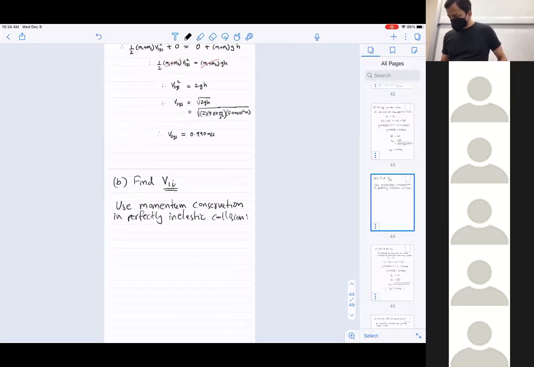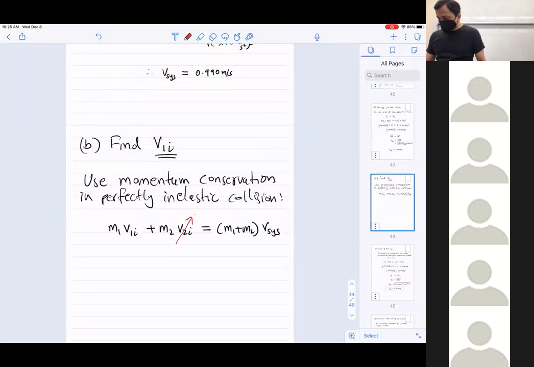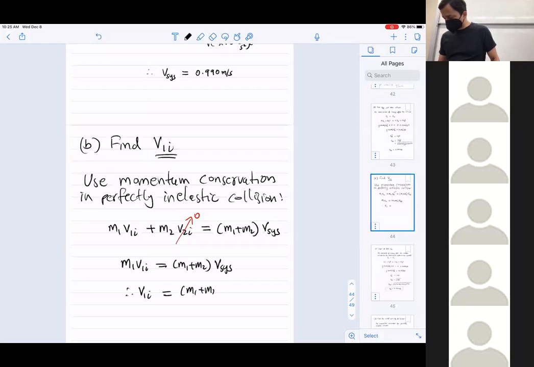And that says that M1 V1 initial plus M2 V2 initial for the block, that's the total initial momentum, has to equal the final momentum, which is M1 plus M2 times this V system that we just found. Any questions on that? Well, we know that V2 initial is 0 because the block was just sitting at rest right before the collision. So we are just left with M1 V1 initial, the momentum of the bullet, equal to M1 plus M2 times V system. And therefore, we can solve for the initial velocity of the bullet as M1 plus M2 divided by M1 times V system.